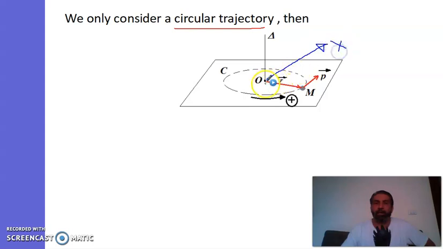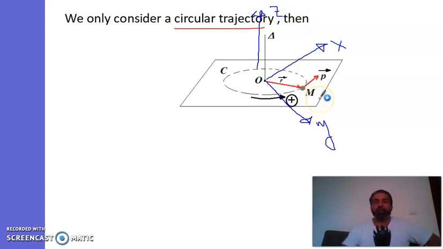Say this is, for example, the x, y plane. Here is x and here is y, a horizontal plane. XY is a horizontal plane, and the circle lies in this horizontal plane. Now the z-axis, which is now referred to as delta, is perpendicular to this plane.